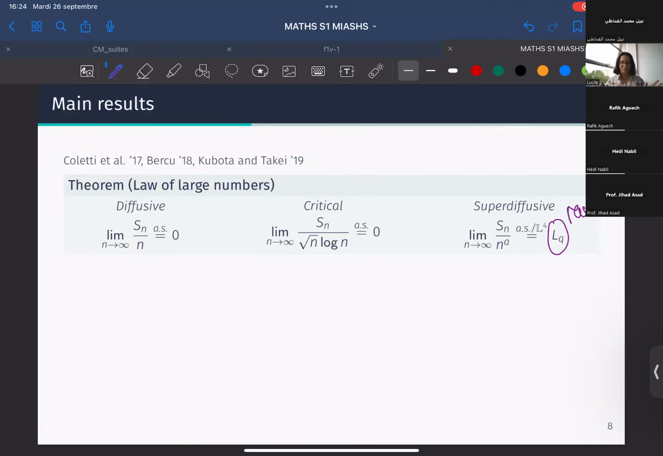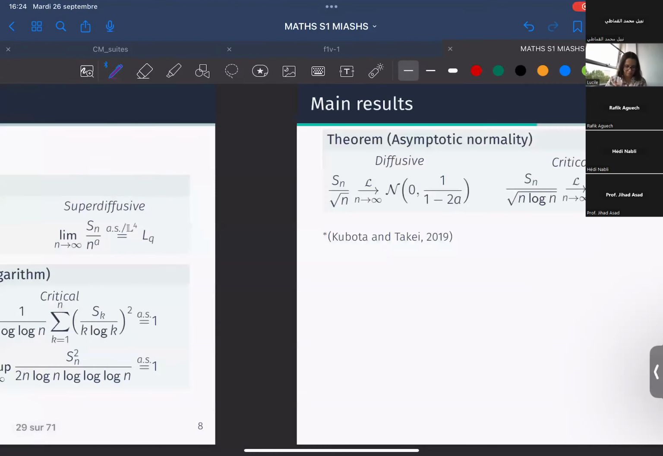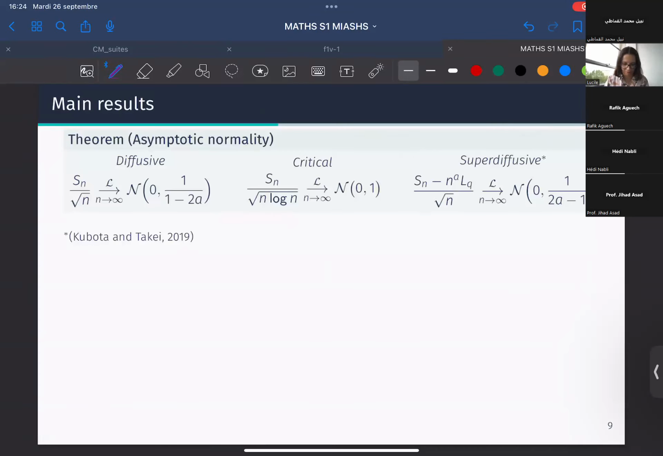One thing that we know about this random variable, but it wasn't useful for what interests us, is that in the super diffusive regime, the fluctuations of the elephant random walk around this random limit are Gaussian, but this doesn't help us to characterize or to know more about the random variable L. So this is the main subject of my talk today: who is this random variable.